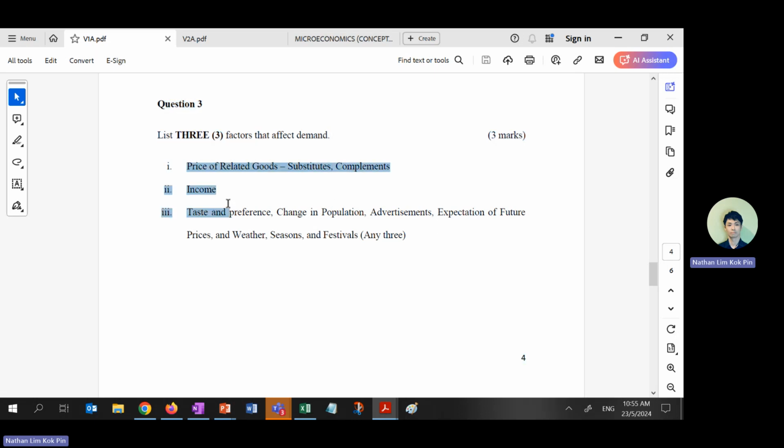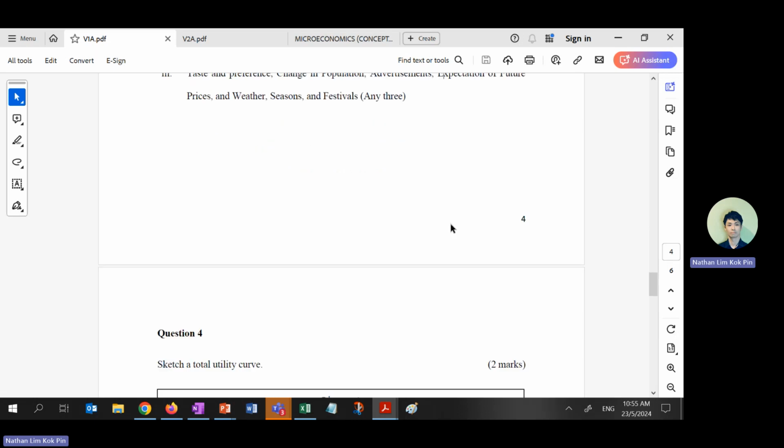Price of related goods, income, taste and preference, right? A lot of you only write related goods, like substitutes, complements, but you never write the word price. Minus half mark. If some people write price of the good itself, price of the good itself only affects quantity demanded. It will not affect demand. So, zero. Sorry, no marks. Income and taste and preference and so on. So many. Oh my god.